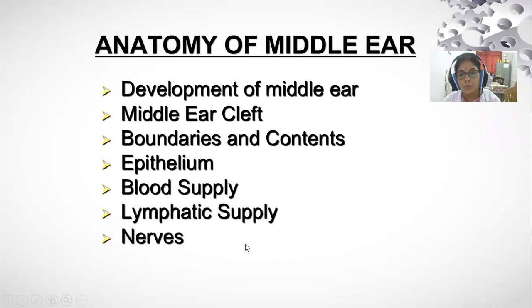Students, let me tell you, whenever you are asked to tell something about the anatomy of any part, this is how you have to start. So how it is developed embryologically, and then you have to tell the lining epithelium, the boundaries, and not to forget about the blood supply, lymphatic supply, and nerve supply. You have to say everything.